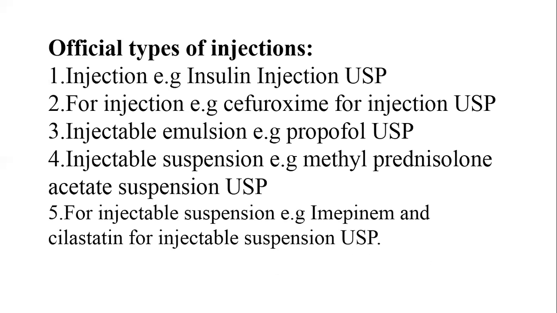Finally, the other type is for injectable suspension, which is a dry solid that upon addition of a suitable vehicle yields the preparation, conforming in all respects to the requirements for injectable suspension. Example, we have imipenem and cilastatin for injectable suspension USP.